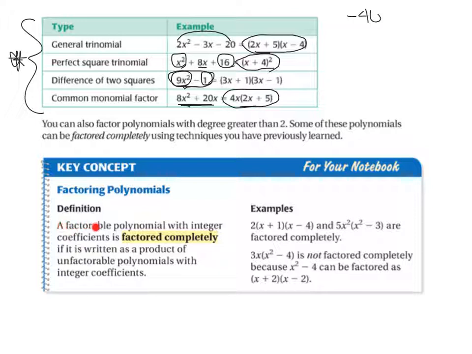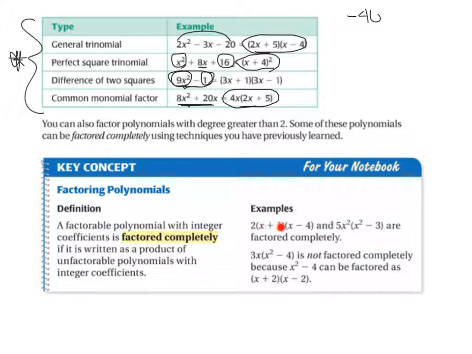A factorable polynomial with integer coefficients, that means numbers in front of the letters, is factored completely if it's written as a product of unfactorable polynomials with integer coefficients. Okay, so factor it completely means that we can't factor anything else. So let's look at an example.